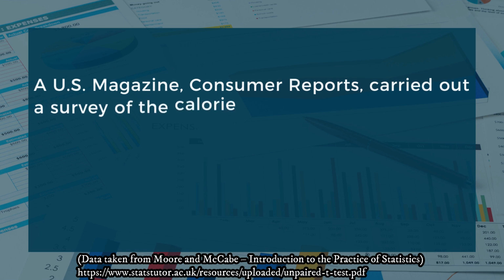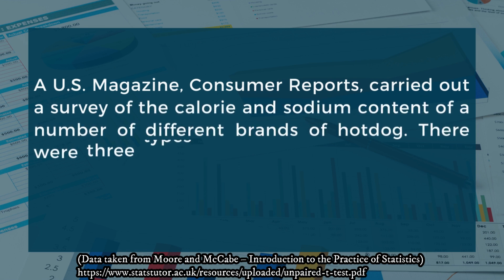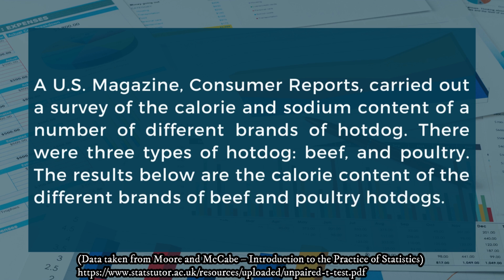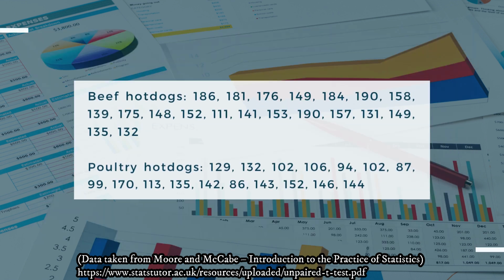A US magazine, Consumer Reports, carried out a survey of the calorie and sodium content of a number of different brands of hot dog. There were two types of hot dog, beef and poultry. The results below are the calorie content of the different brands of the beef and poultry products. And here we have the data for the beef hot dogs and the poultry hot dogs.